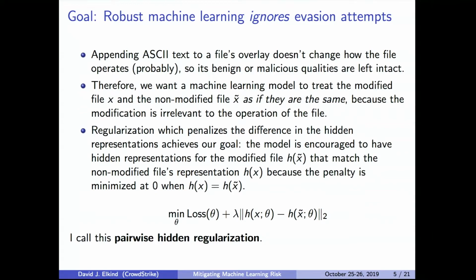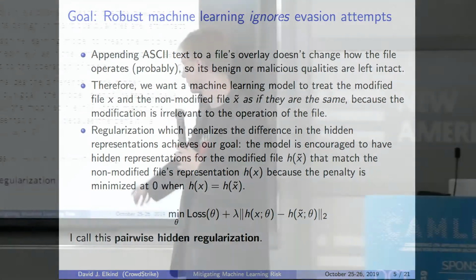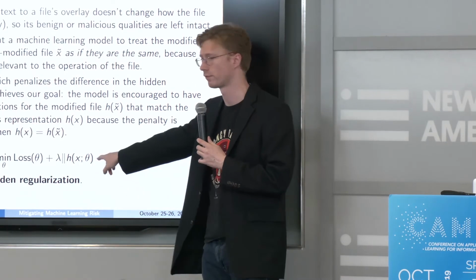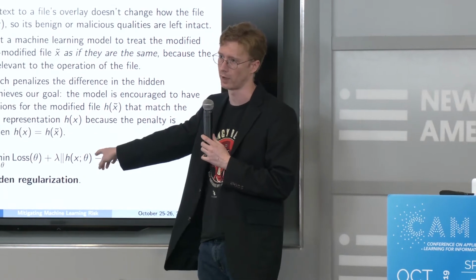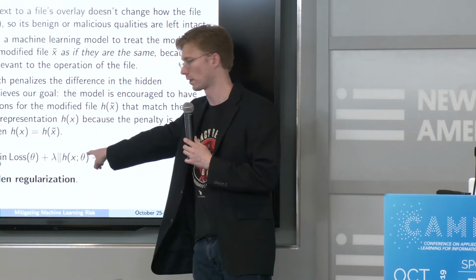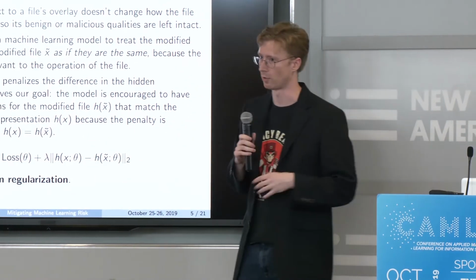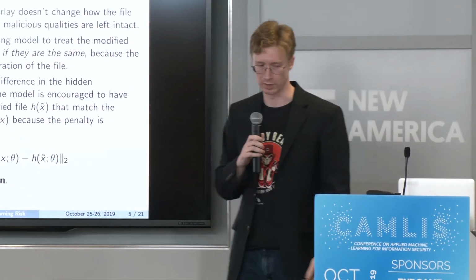We know that the model will treat the two things as the same because this penalty is minimized at 0 whenever the hidden representations for the modified and the non-modified file are the same, right? So whenever these two vectors are the same, you've achieved your minimum of 0. The model is not confused at all because they're treated the same way.